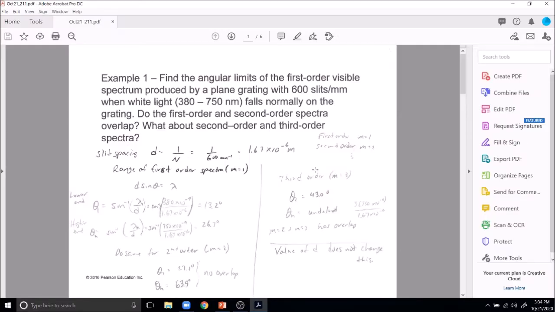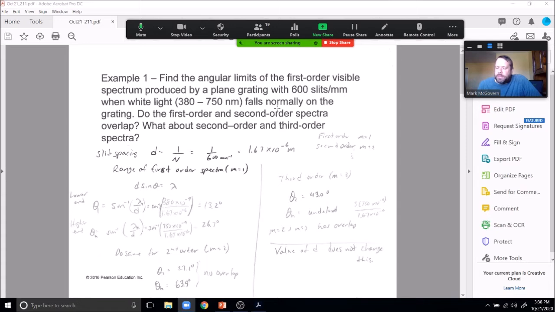So we know what our equation is, right? The only thing that we don't really have directly is what is our slit spacing? Well, we basically do have that, right? Because if we have 600 slits per millimeter, all we got to do is flip that number. This is slits per millimeter. If we flip that number, then we get a distance per slit, which is, guess what, the slit spacing.